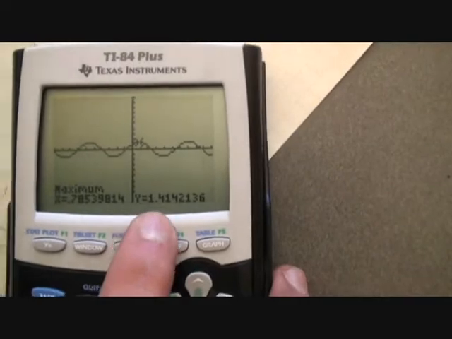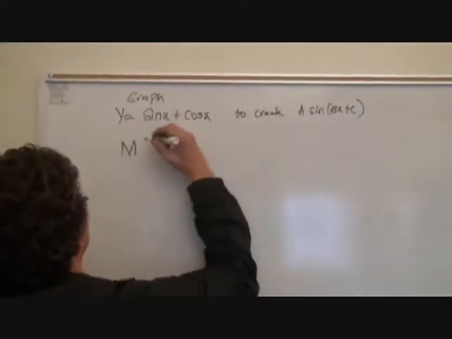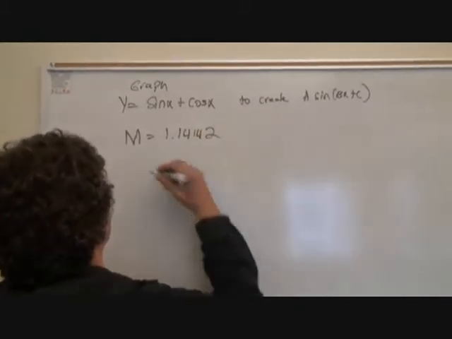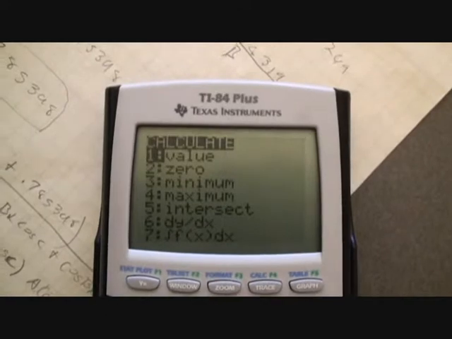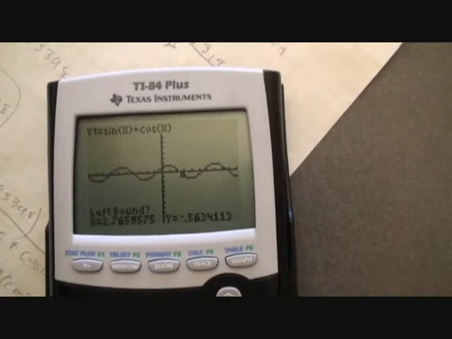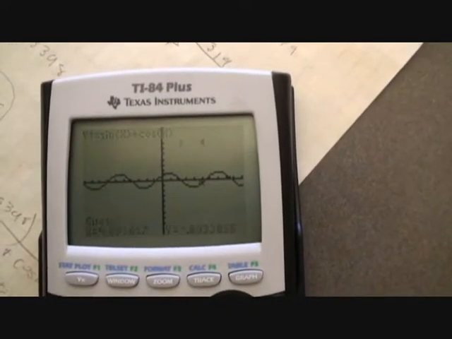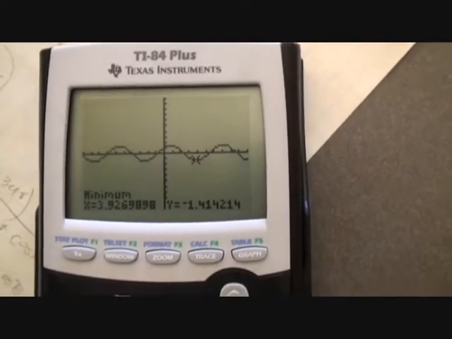Okay, so our maximum is 1.4142. Now we need to find the minimum. There's our left bound, there's our right bound. Guess. So it's negative 1.4142.